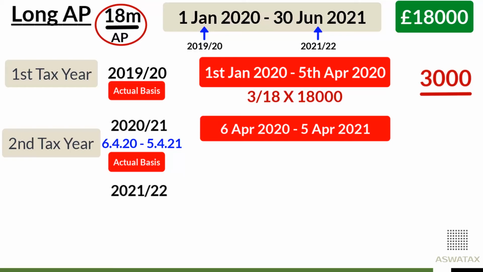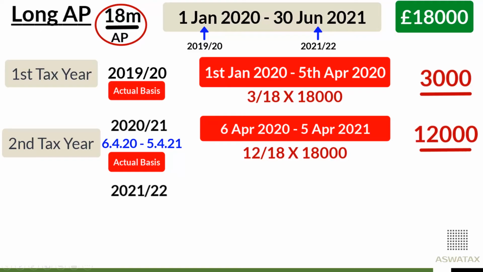So 6th of April 2020 to 5th of April 2021 is a 12-month period. 12 out of the 18 months multiplied by your £18,000 gives you £12,000. Okay, £12,000 subject to tax in the 2020-21 tax year.